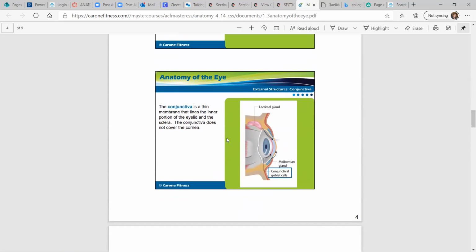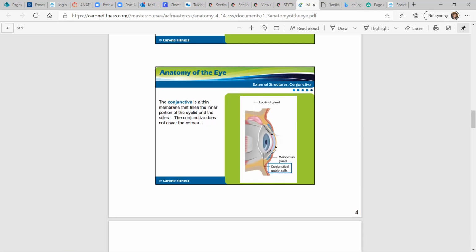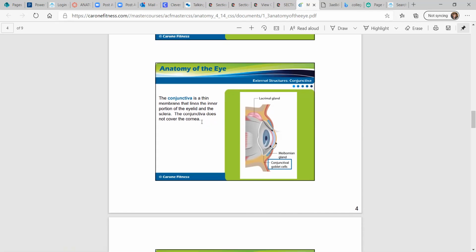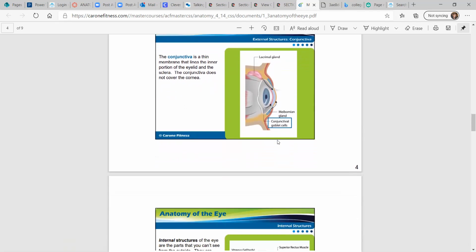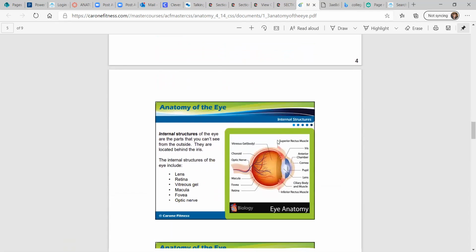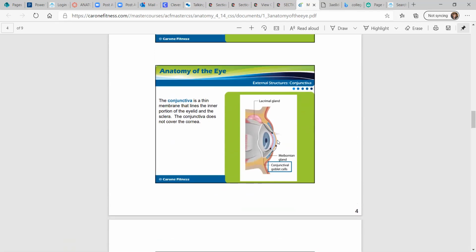The conjunctiva is a thin membrane that lines the inner portion of the eyelid and the sclera. The conjunctiva does not cover the cornea. So it's a thin membrane. It lines the inner part where the eyelids meet the sclera, but not here, where there's no eyelid. No need, really. So that's all of the external structures.